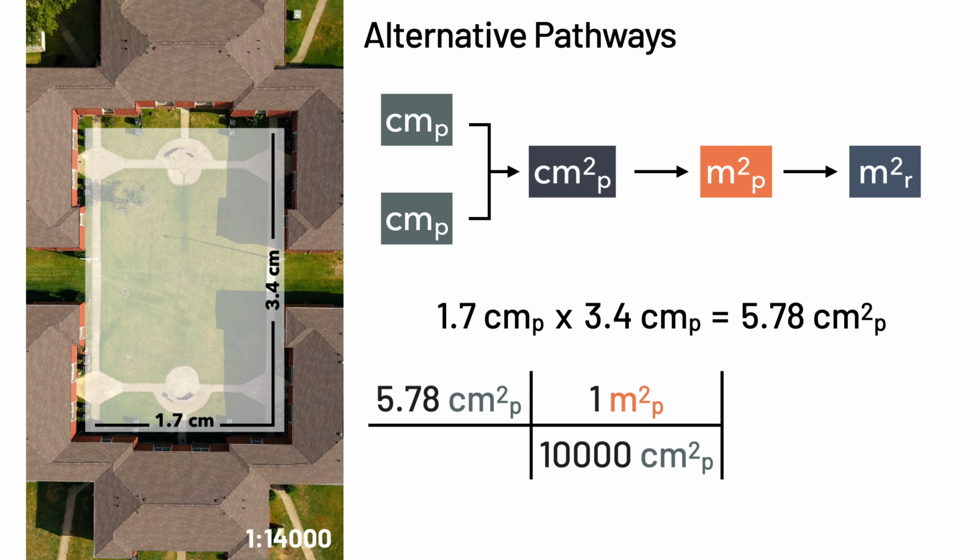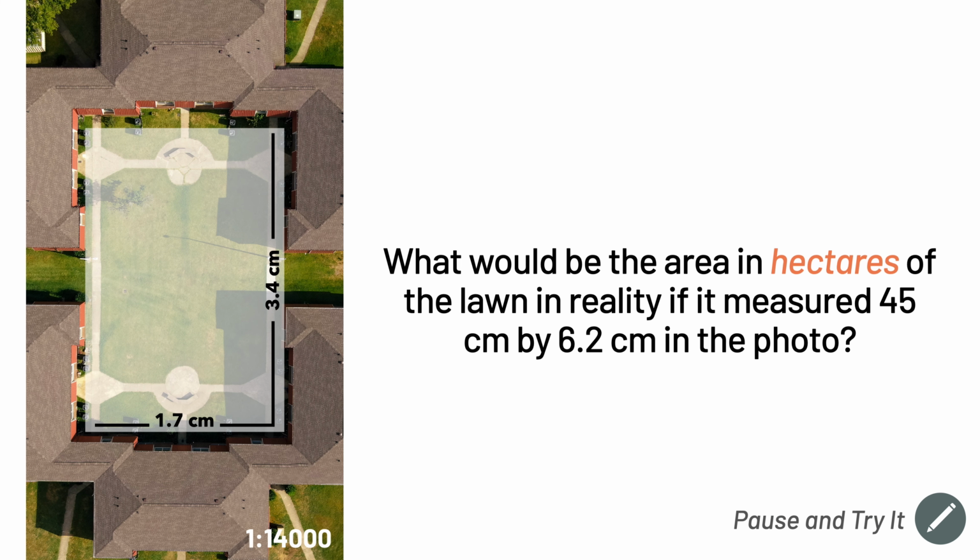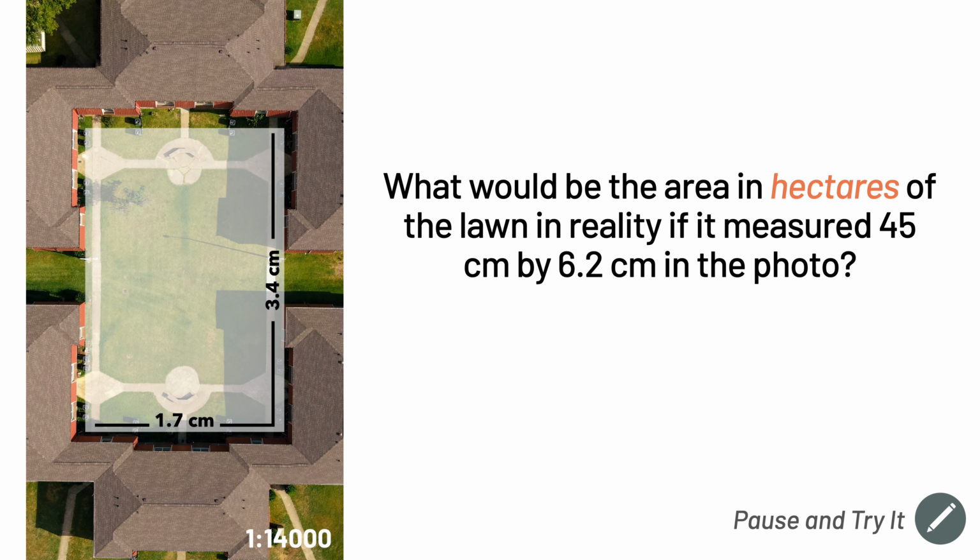So pay close attention to any time a unit is squared. If the unit we want and the unit we have is squared, we must square the linear relationship. We would do the same for the scale. To see if you are following me, try to calculate the area in hectares to see if you can get the same answer from the stepwise calculation. Pause the video and try it yourself. What would be the area in hectares of the lawn if it measured 4.5 centimeters by 6.2 centimeters in the photo? You should have calculated it to be 550 hectares.